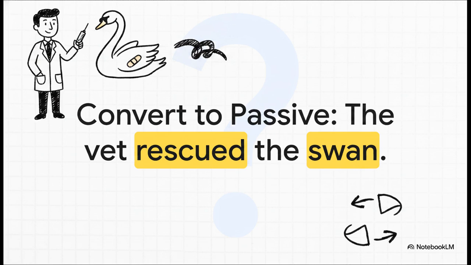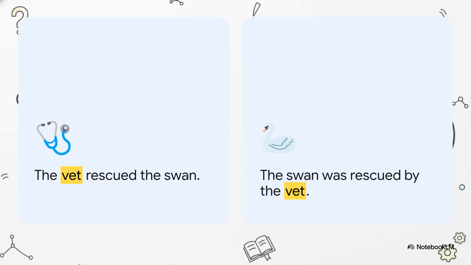All right, let's keep this rapid-fire energy going. Here is another one for you. The vet rescued the swan. Same deal. Find your actor, find your receiver, and flip them using the formula. And the solution is, "The swan was rescued by the vet." Awesome job if you got that one right. You successfully swapped the subject, the vet, with the object, the swan. You matched the past tense by tossing in "was," you correctly applied the V3 rule for "rescued," and you linked up the original actor with that preposition "by."